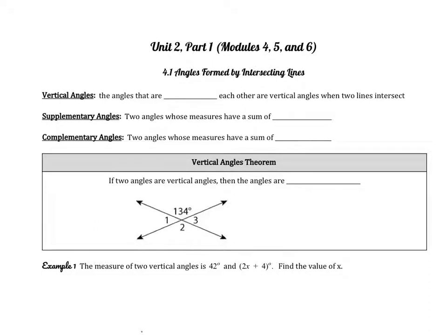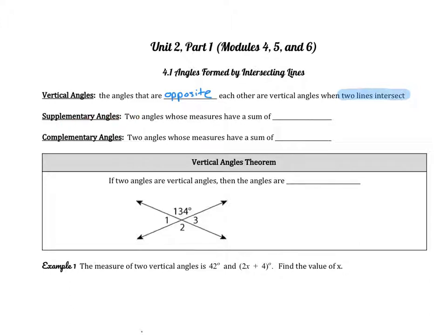Mrs. GA, and today we are going to talk about the angles formed by intersecting lines. So today we're going to talk about three different ways to classify angles. The first one is vertical angles. Vertical angles are angles that are opposite each other when two lines intersect. And opposite means across from, and we'll look down at a picture in just a moment.